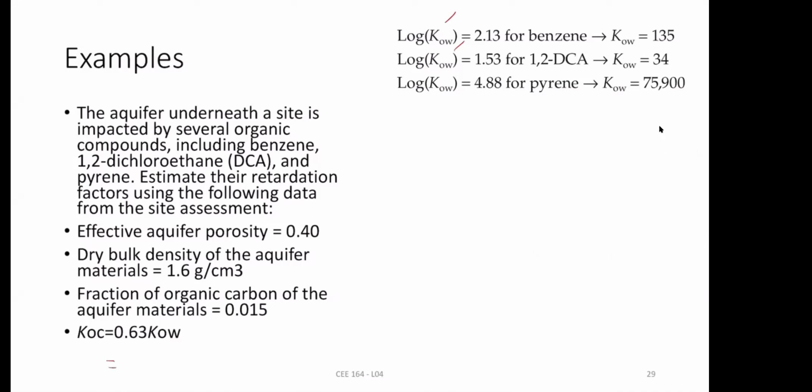So KOC here is 0.63. If log KOW is 2.13, that implies KOW is 10 to the power 2.13. That's how we got 135. So if you know the KOW value, you know the KOC. Estimate the retardation factor using the following data. I ask you to simply calculate the retardation factor for all these values. So let's calculate for just one value, benzene.